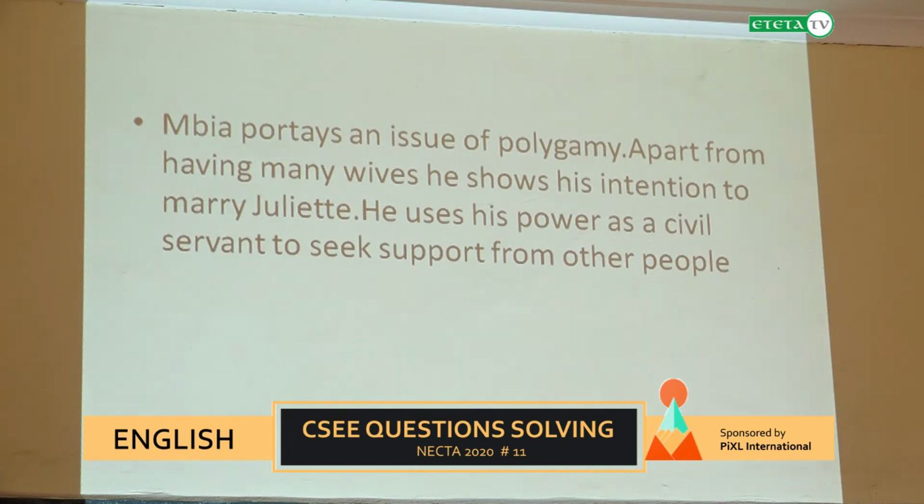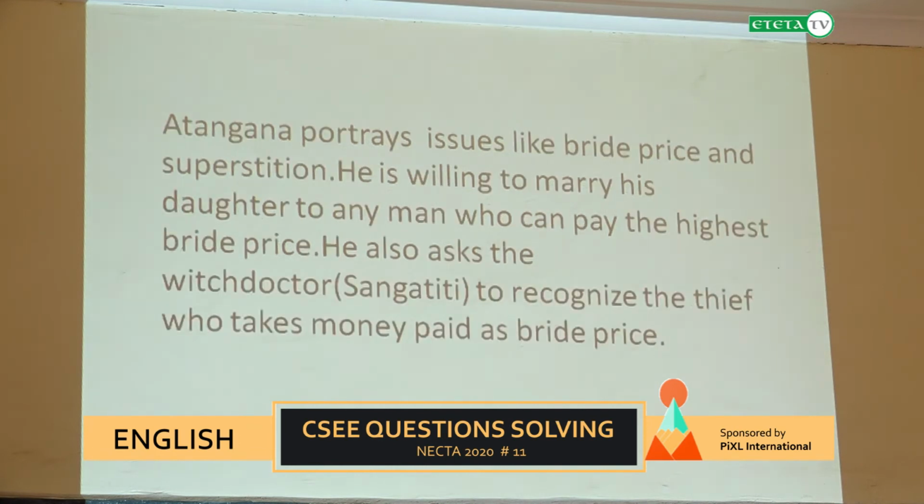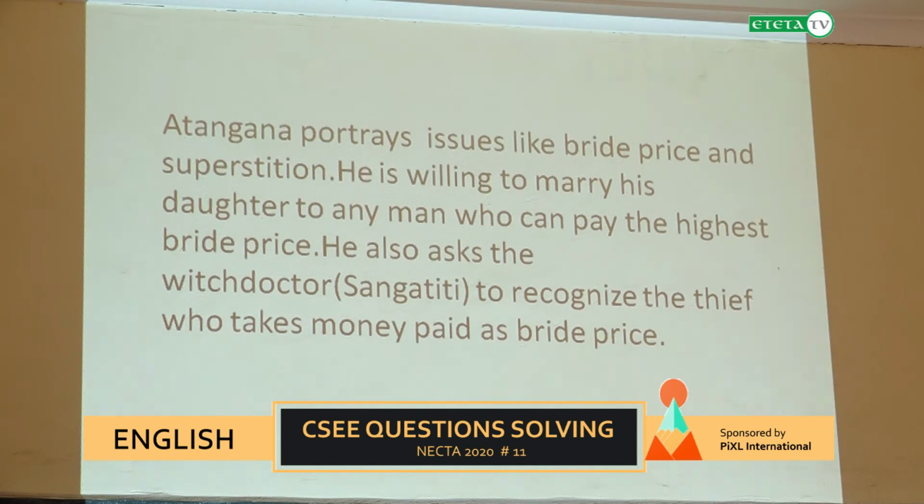Let's go to the last character. The last character from this book is Atangana. Who is Atangana? The father of who? Juliet. The issue portrayed by Atangana is bride price and superstitious beliefs. How has this issue been portrayed in the book? He is willing to marry off his daughter. The man is ready to marry his daughter to any man who is capable of paying a large amount of bride price. That is how the issue has been portrayed.